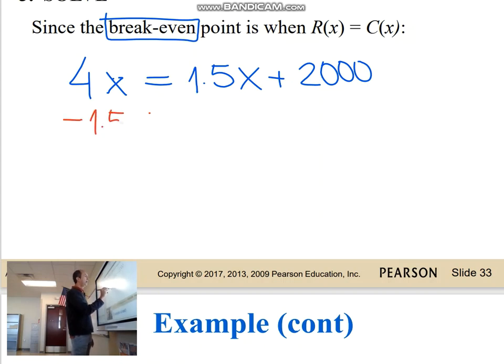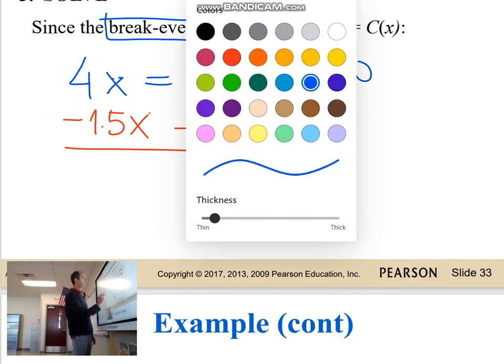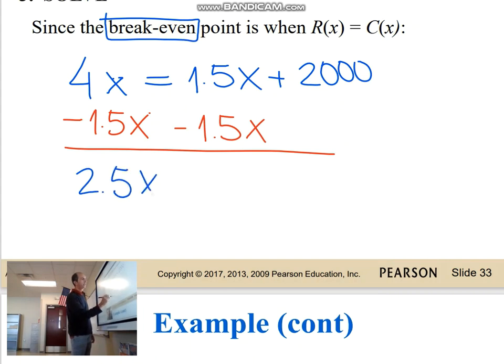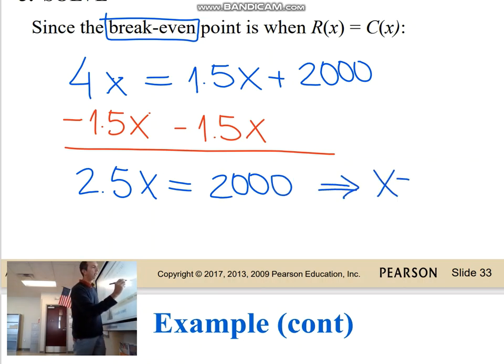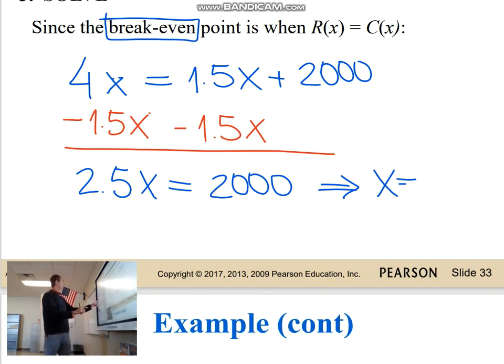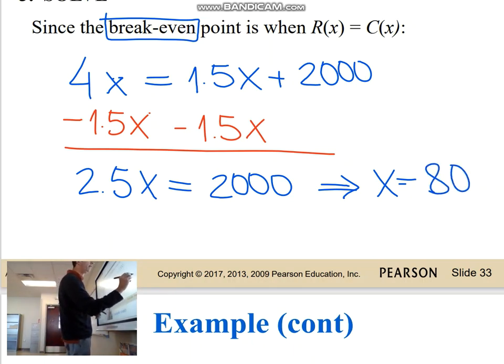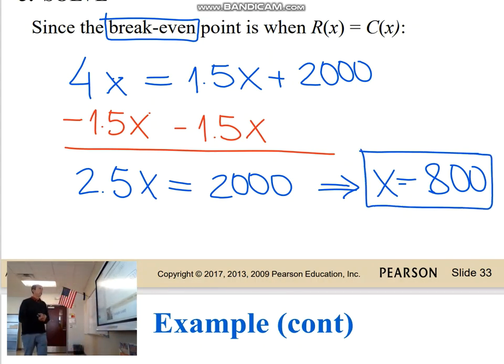Subtract 1.5x on both sides. And then you will have 2.5x equals 2,000. And divide 2,000 by 2.5. Then you find x equals 800, which is going to be the number of packages that you need to produce to break even.